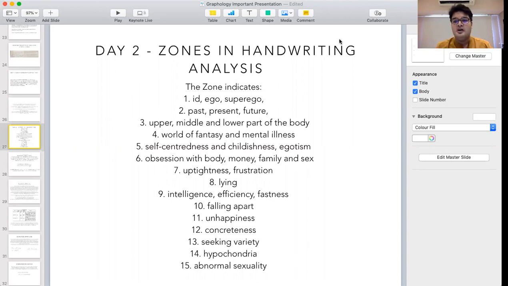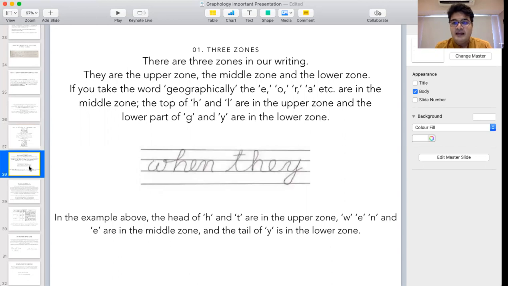So today we are going to learn a lot of new and interesting things about how zones can determine all of these different aspects. Now, primarily, there are 3 zones in our handwriting. They are the upper zone, the middle zone, and the lower zone. If you take the word geographically, the E, O, R, A, etc. are in the middle zone. The top of H and L are in the upper zone, and the lower part of G and Y alphabet are in the lower zone.